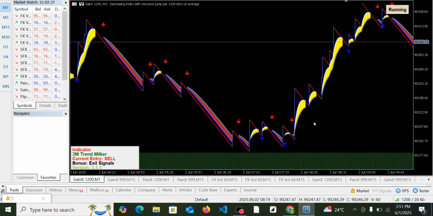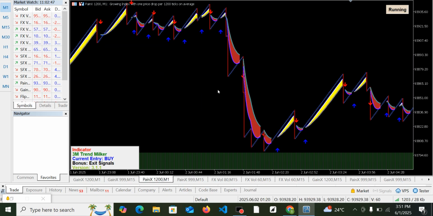So when the market is on an uptrend, all the support zones are important. Okay, all the support zones are important for Gain X. But for Pain X, when the market is on a downtrend, all the resistance zones are important. Okay, so that is it.